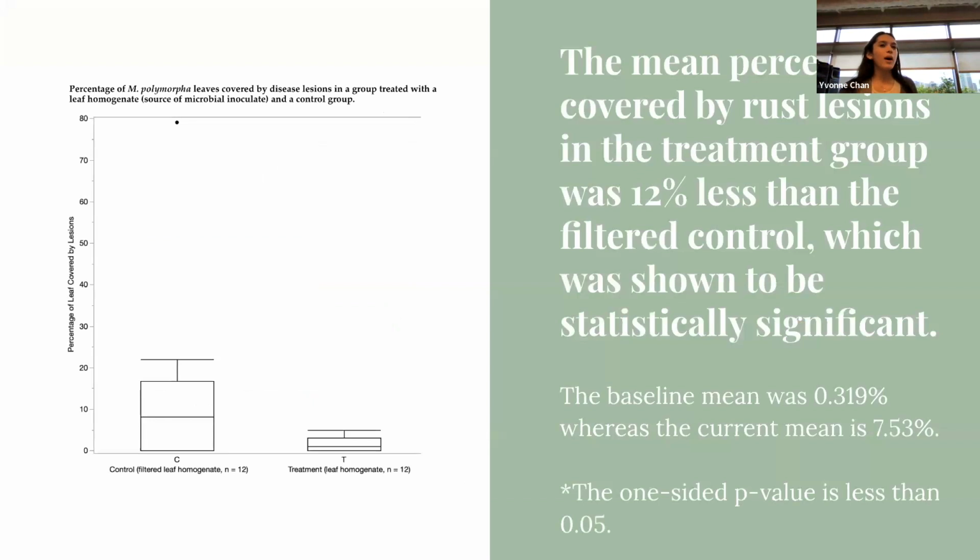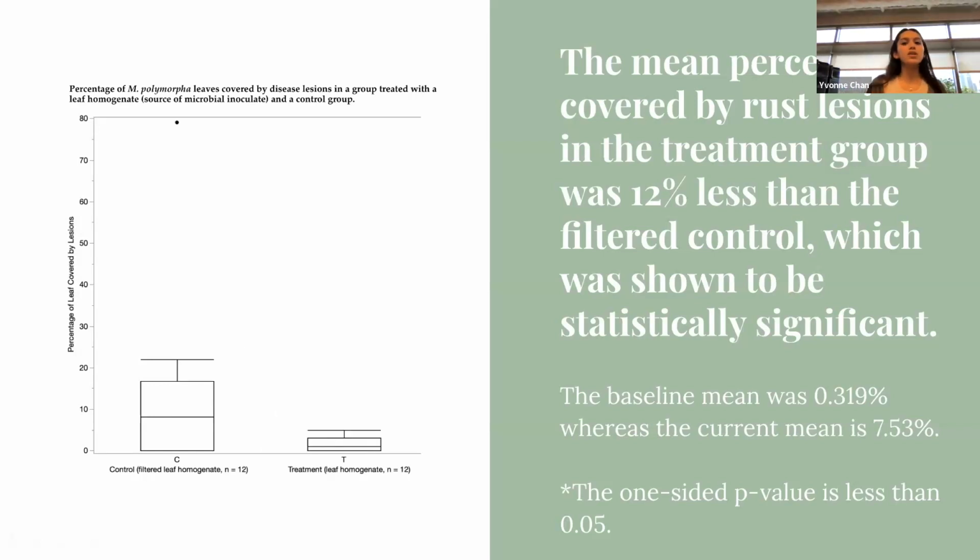If you're thinking about pathogen resistance, if a plant is more pathogen tolerant, it will have less of the leaf covered by pathogens. So we have percent of leaf covered by lesions, and we can see one group has much more of the leaf covered by lesions, and that is the control. This was the filtered leaf homogenate, which did not have indigenous microorganisms added, whereas the treatment group has much less disease incidence on each of the leaves.